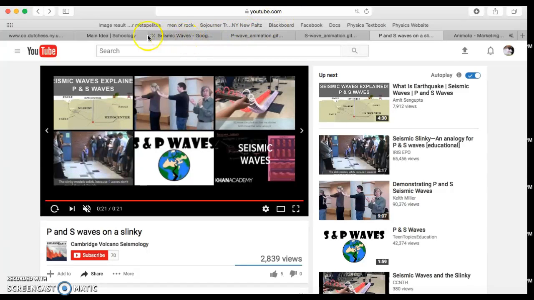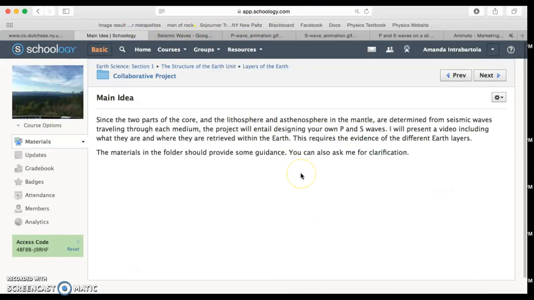So for the collaborative project, just create a P and S wave like motion using a slinky. Answer the questions, follow the guidelines, and put together a presentation. Good luck.